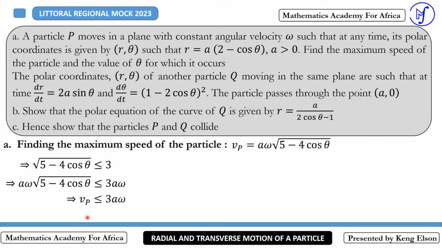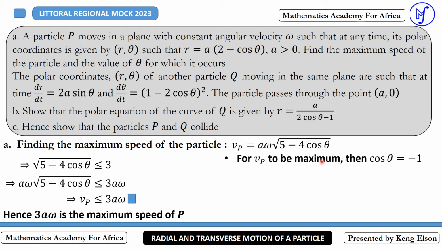So if the speed is always less than or equal to 3a omega, it means that 3a omega is simply the maximum value of the speed, because the speed is always less than or equal to it. Once it is equal to it, it is maximum. When it is less than it, it is just the speed. It is varying, okay? But when it is equal to it, it is maximum. Now we could also use the sense that for the square root of 5 minus 4 cos theta to be maximum, then our cos theta has to be minimum, and then we use that condition to get it, or we develop the proof as I did.